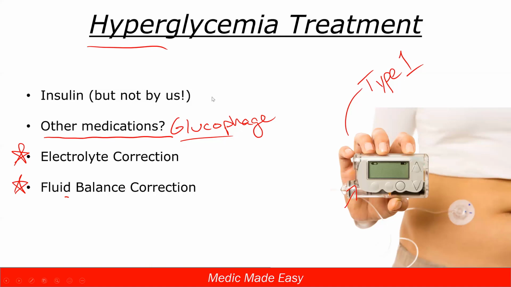But again, in that kind of emergent situation, they're going to need the insulin administered in the hospital. Generally, these patients are probably going to be admitted to the ICU so they can very carefully and gradually lower that blood sugar.